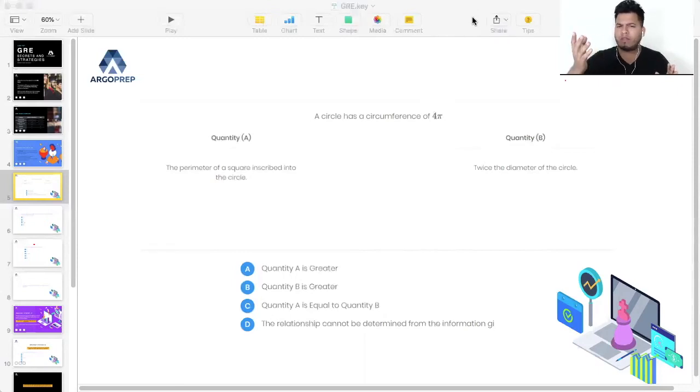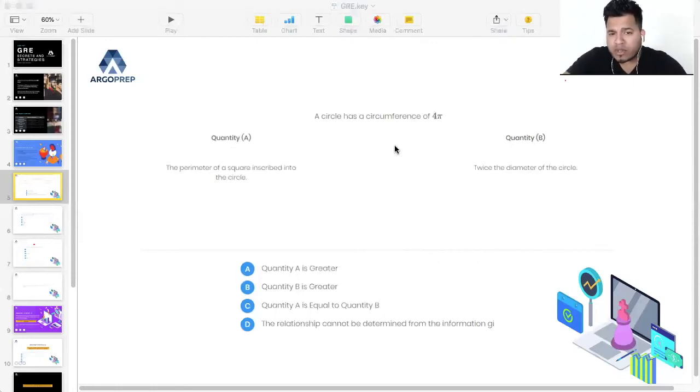Okay, they're giving me the circumference of a circle, 4 pi, great. I know automatically I can find the diameter, I can find the radius, I can calculate the area, great. But now I also see quantity B states twice the diameter of the circle. Hey, that's super easy, right? I can do that mentally. I'll write it down for you, but most of you should be able to get the value of quantity B mentally in less than 2 seconds. If not, you have to work on your mental math skills, okay, guys? If you want to get a high score on the GRE, right?